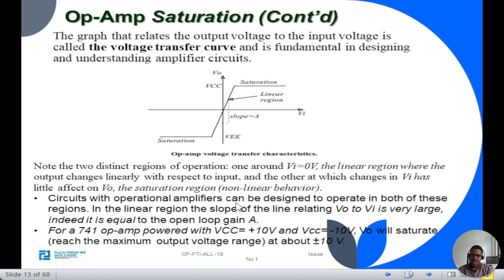So circuits with operational amplifiers can be designed to operate in both of these regions. In the linear region, the slope of the line relating V out to V in is very large. Indeed, it is equal to the open loop gain. For example, for a 741 op-amp powered with VCC plus 10 volts and VCC minus 10 volts, V out will saturate, reaching the maximum output voltage, at about plus or minus 10 volts. So it does not exceed the voltage applied to the op-amp.